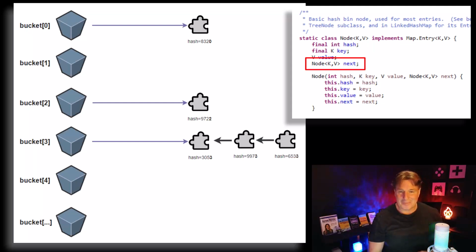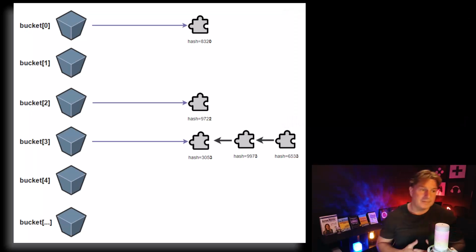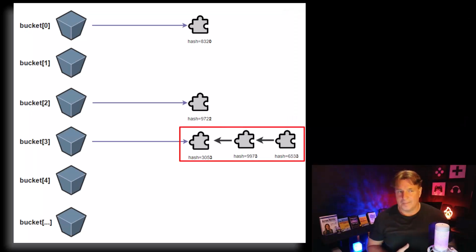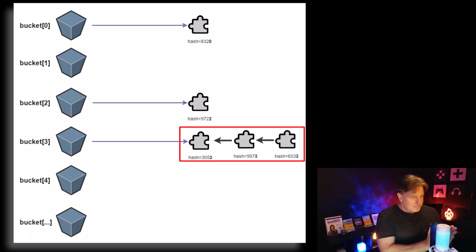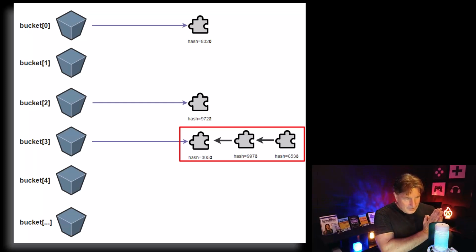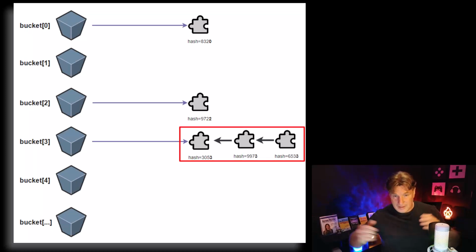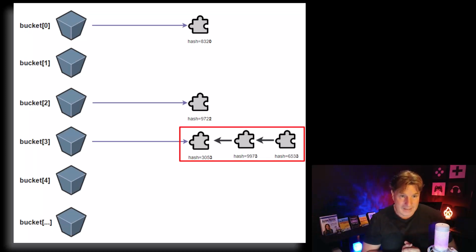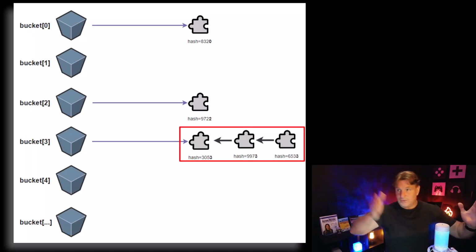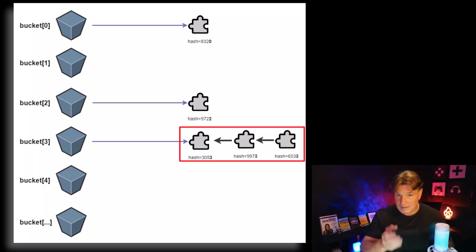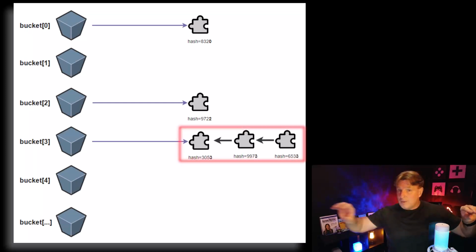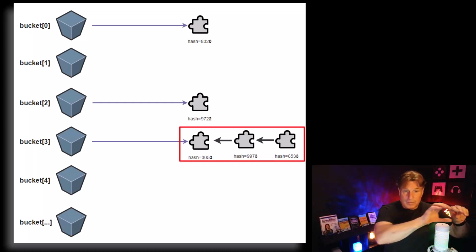Now, there's a problem with that. It is a big problem. With a linked list, if you want to go through the list and find a particular element in it, you've actually got to go through every element in the list. In fact, when we try to get an element out of a hash map and we get sent to a bucket that has multiple elements in it, we go through the elements one at a time.